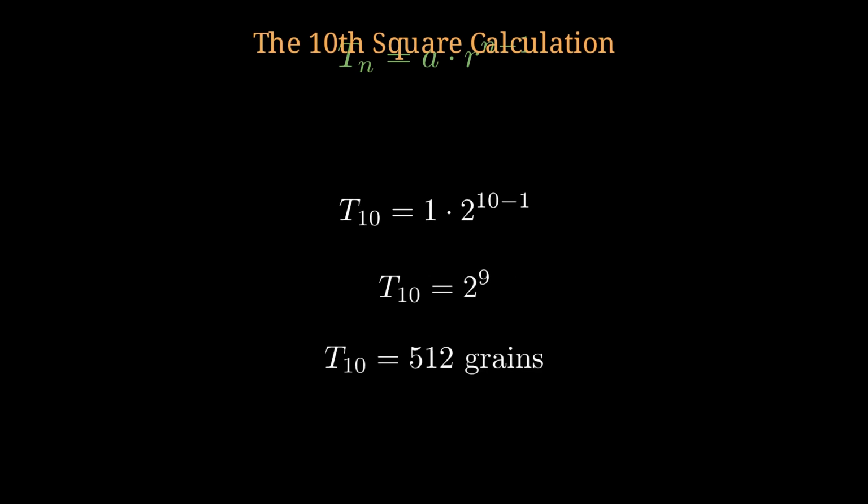Let's put this into action for square 10. Our square number n is 10. We take our starting grain, 1, and multiply it by our ratio, 2 raised to the power of 10 minus 1. That simplifies to 2 to the power of 9. On just the 10th square, the king already owed 512 grains.